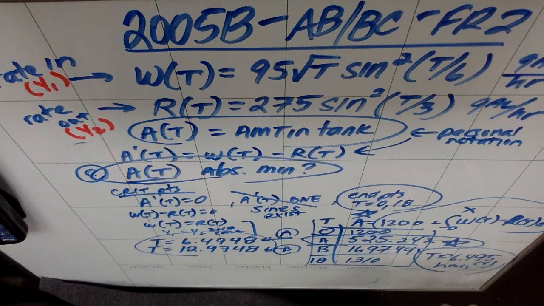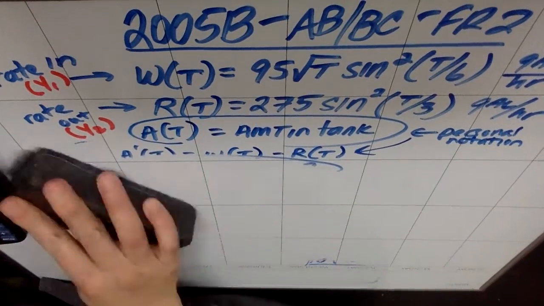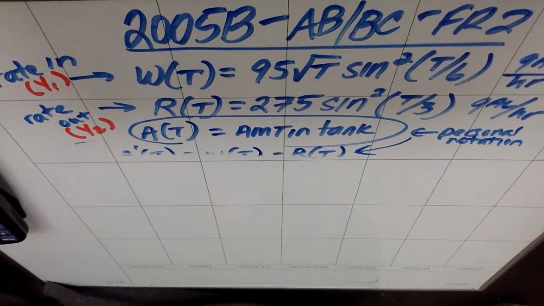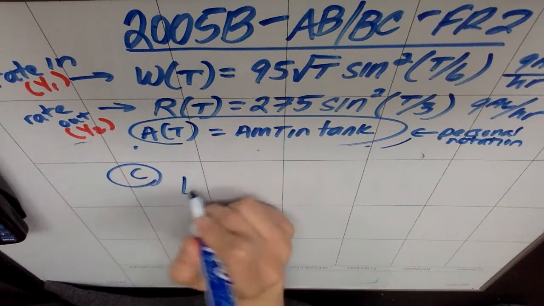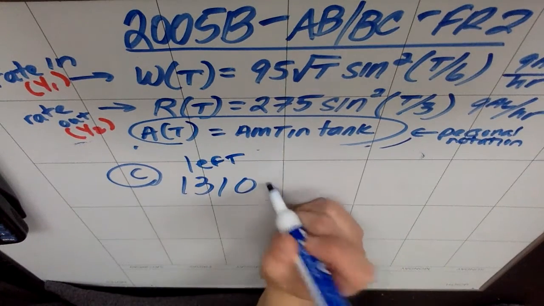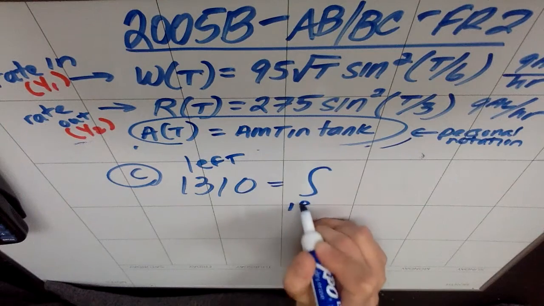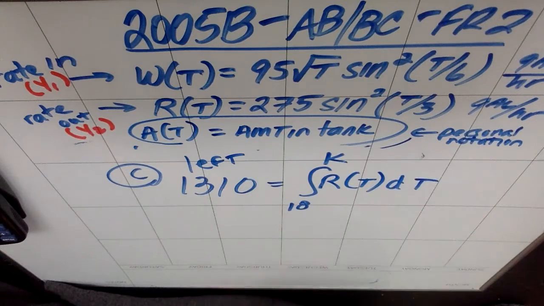All right, last bit. For T values greater than 18, no water is pumped into the tank, but water continues to be removed at R of T. Let K be the time at which the tank becomes empty, right? But do not solve an equation involving an integral expression that can be used to find K. Okay, so here's the thing that's happening, right? So we know how much water is in the tank at the end of the 18 hours, right? So for part C, we know that there are 1310 gallons left in the tank, right? This should be equal to the integral from 18 to whatever time k it is of that rate that it's being removed. And that's really all I want.